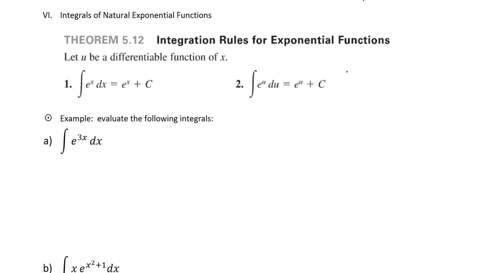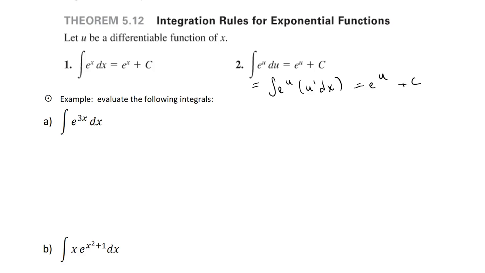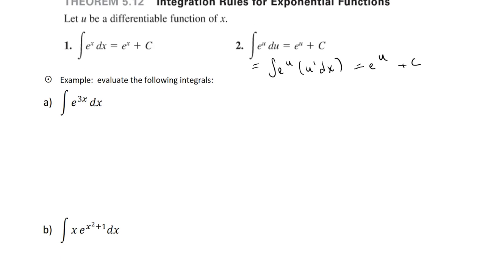So remember that in this form, that du is u prime dx, so we're going to be wanting to look for the u prime, and we may have to multiply by a constant in order to get it. So in this case, I have the integral of e to the 3x dx, so my u is going to be equal to 3x, which means u prime would be equal to 3. So I need a 3. I don't have one. I'm going to bring it inside, so I'd have 1/3 times the integral of e to the 3x times 3 dx.